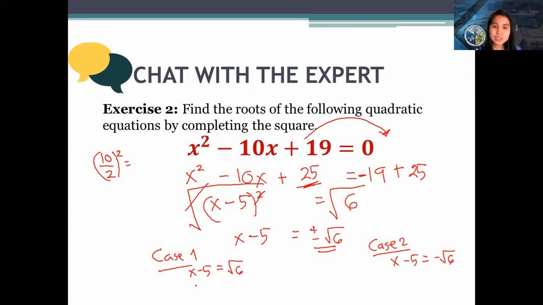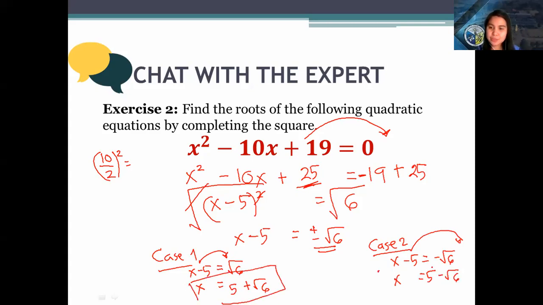So for case 1, we transfer 5 plus square root of 6. For case 2, we transfer. That's 5 minus square root of 6. So here are our answers, the roots. Or you say 5 plus and minus the square root of 6.